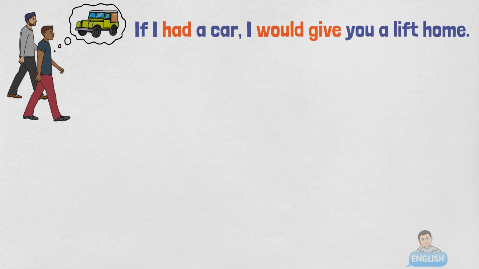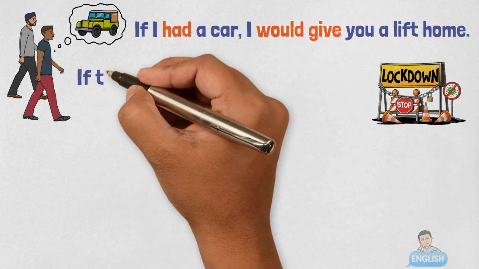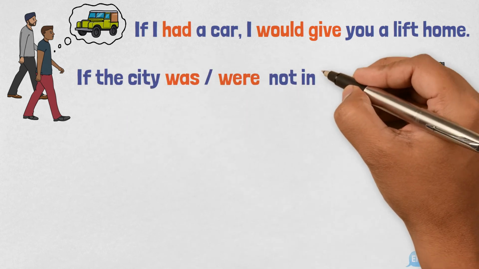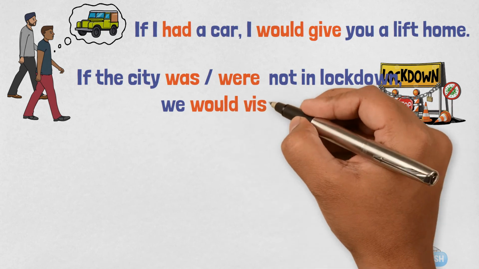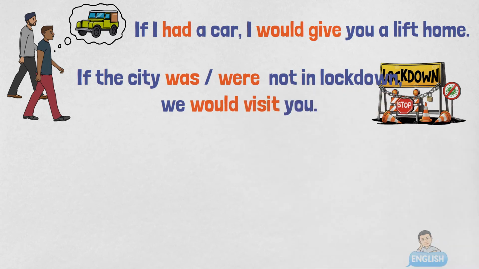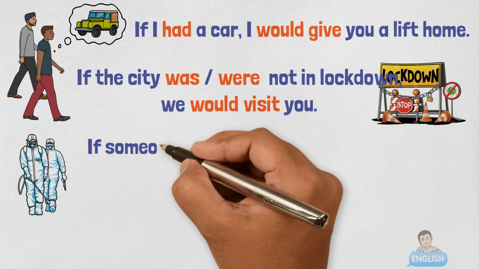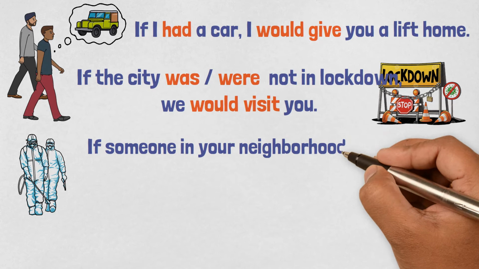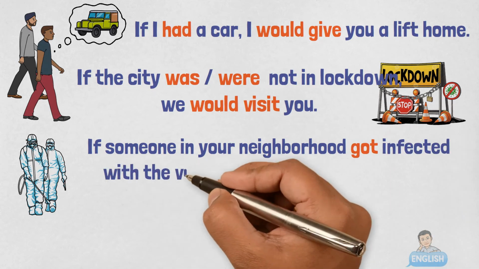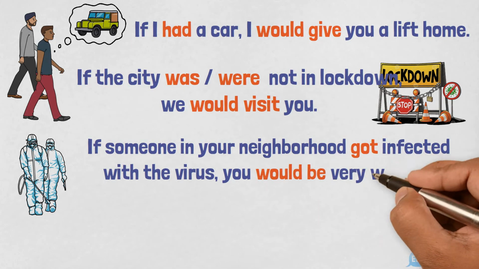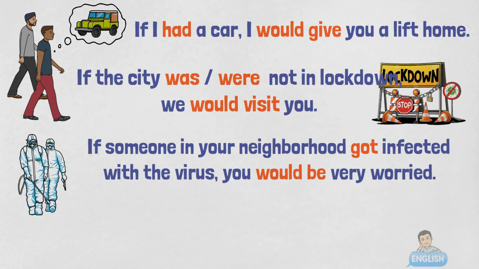Let's look at another example. If the city was or were not in lockdown, we would visit you. The truth is that the entire city is in lockdown, so we do not visit you. If someone in your neighborhood got infected with the virus, you would be very worried. It's not a real situation. I just imagine it.